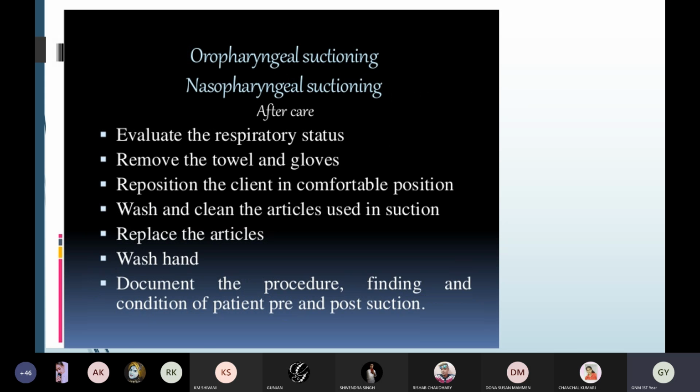Then after the procedure, first you have to evaluate the respiratory status. You have to check their respiratory rate, their SpO2 level, their breath sounds, their blood pressure and all the vital signs. Remove the towel that we have placed, and remove the gloves. Reposition the patient in a comfortable position. Wash and clean all the utensils and articles that are used for suctioning. Replace the articles, wash hands and document the procedure, the findings and the condition of the patient pre and post suction.